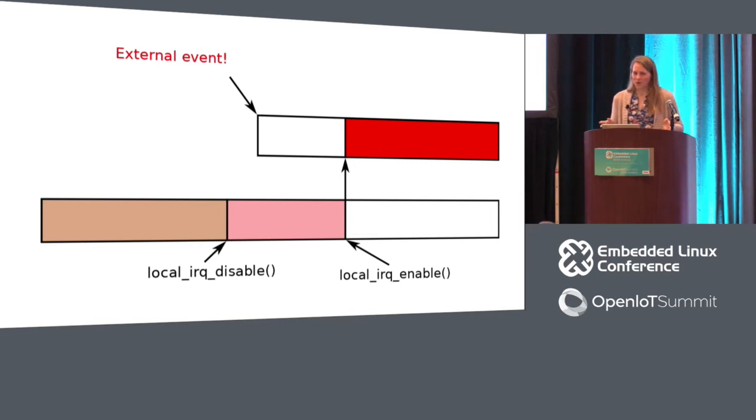But to give an example of why this is problematic, I would hope you would know at this point, but the external event can fire, yet it can't execute the interrupt handler because interrupts are disabled. And so it doesn't actually execute until interrupts have been re-enabled. Yes, question.